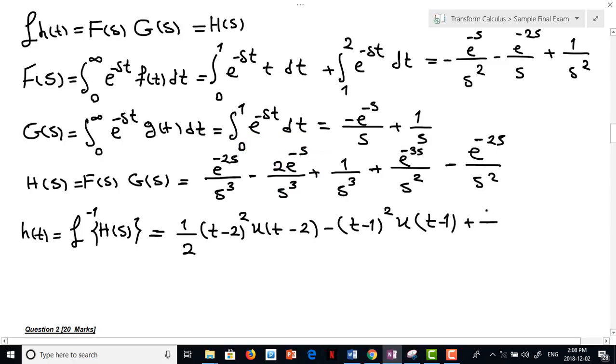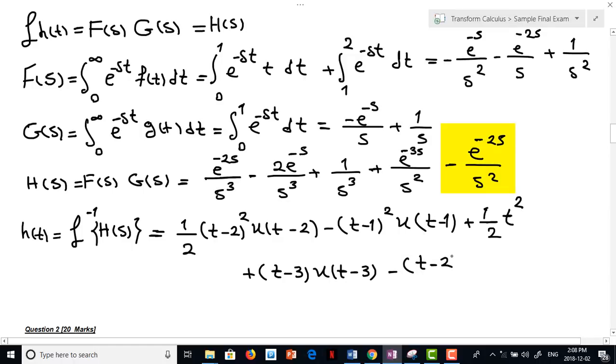plus 1/2 t to the power of 2, plus (t minus 3) u(t minus 3), minus (t minus 2) u(t minus 2).